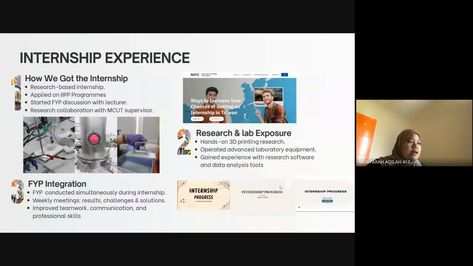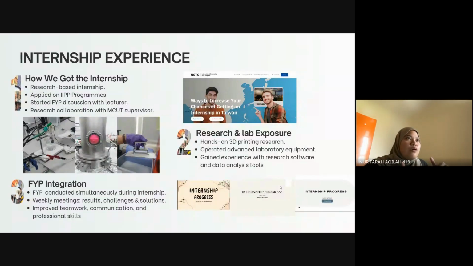So basically, from there, he exposed us to apply for the IIPP programs, which I'm going to talk about briefly. There are 3 stages where we need to put in applications, and then we have to do some matching session with the lecturers.